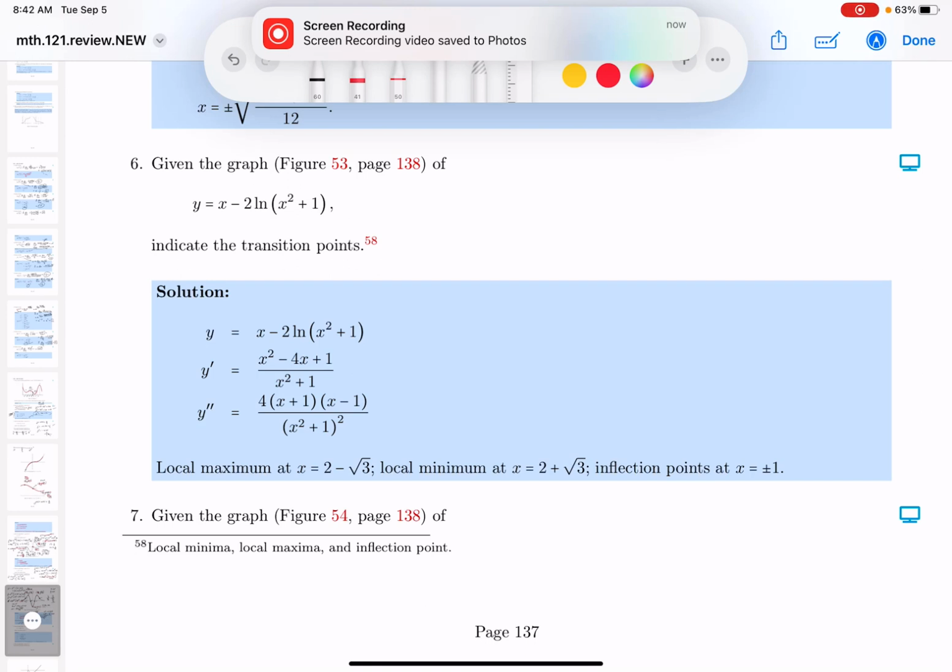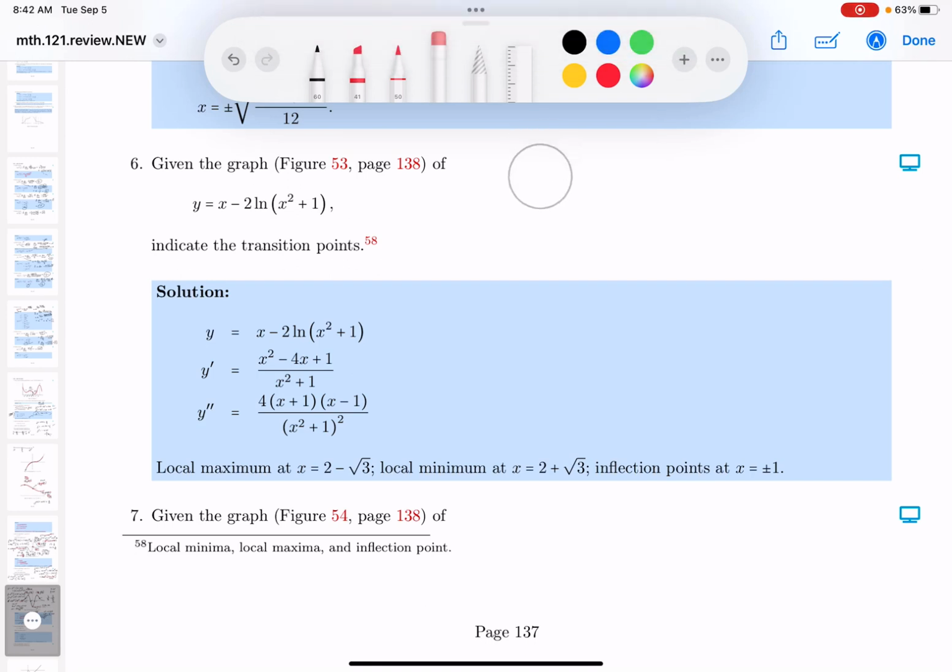Okay, I got the function, and let me write this down for you. y equals a function of x, and that's (x minus 2) natural log (x squared plus 1). I want to write the derivative down for you.